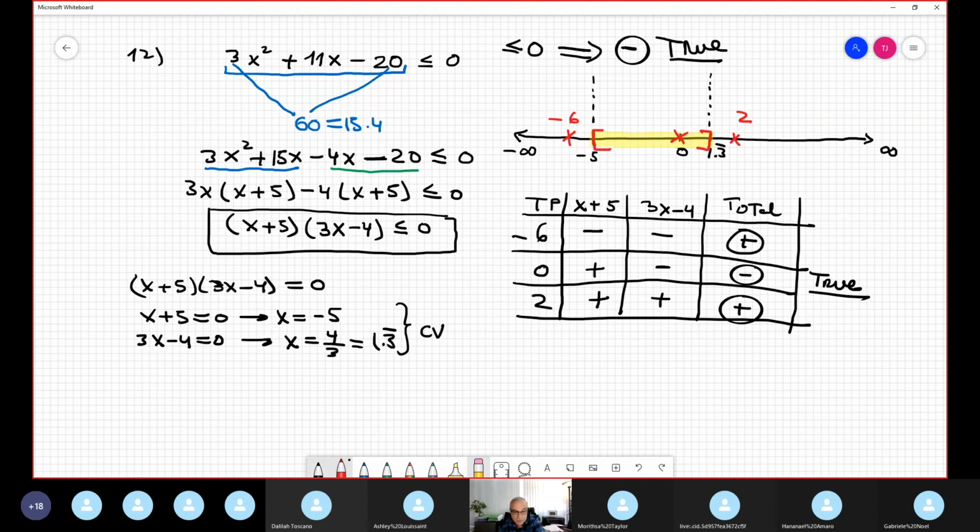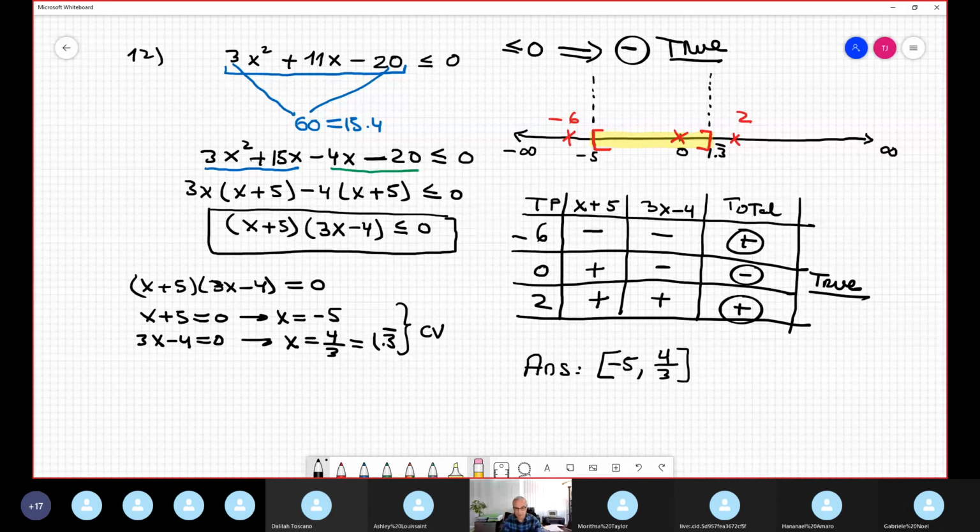My final answer is the bracket -5, comma 1.3. Oh, either way, 4/3. In fraction or in decimal, the way that you prefer. Any question? Do you understand very well?